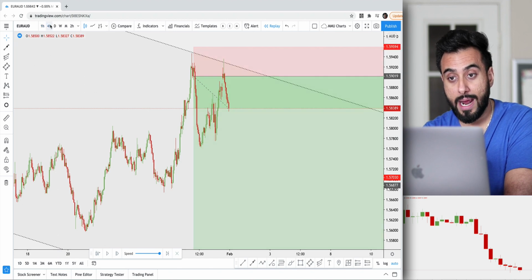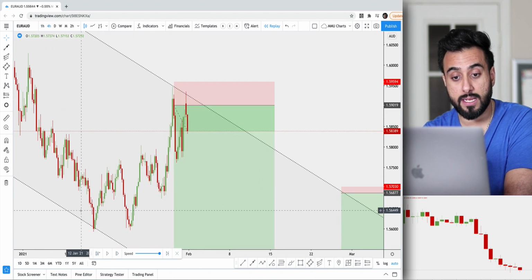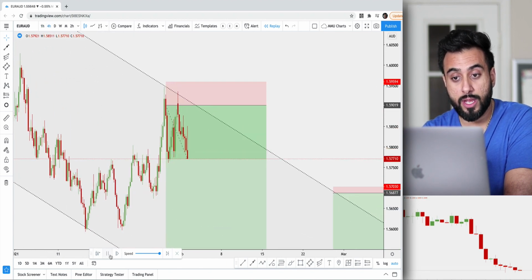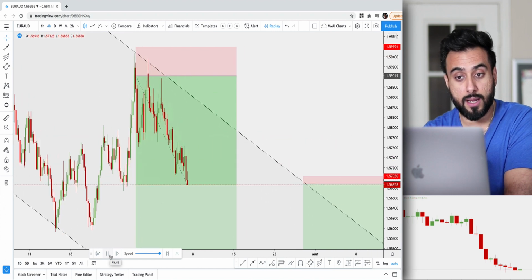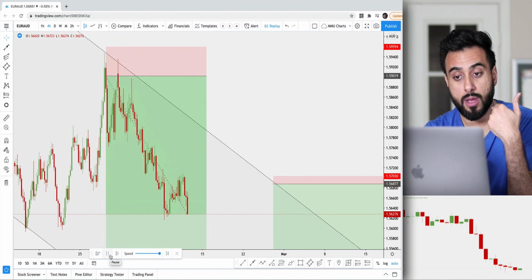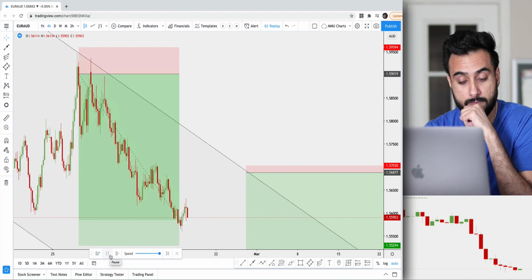So let me just go to the 4-hour time frame and allow this to play out. You can see that the price is moving, and as the candles continue, you'll be able to see the trade play out.